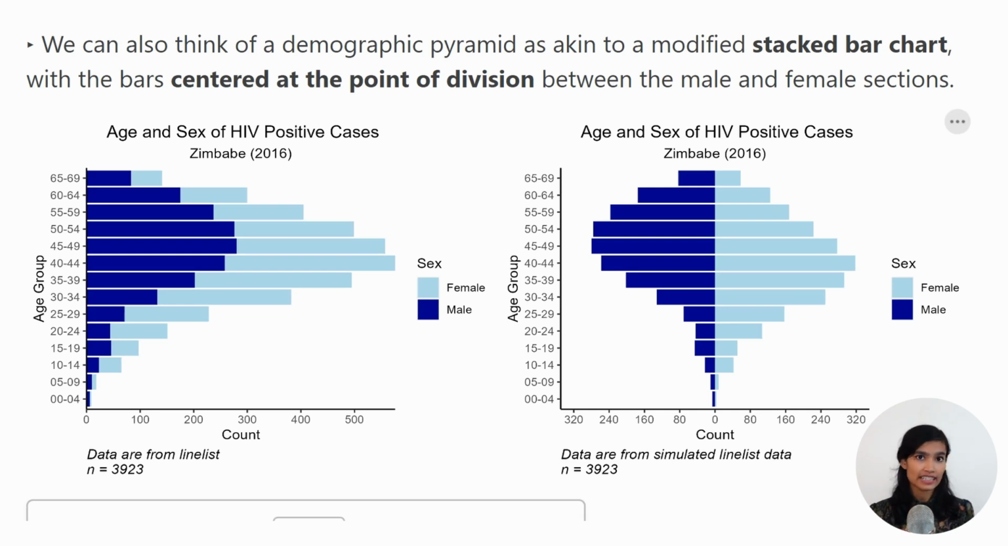In a traditional stacked bar chart, the segments are piled on top of each other, starting at 0 and extending outward in one direction. In contrast, a demographic pyramid plots the segments back to back along a central axis. This axis represents a point of division between the two categories, male and female. The bars extend in opposite directions to illustrate the number of cases of each gender.